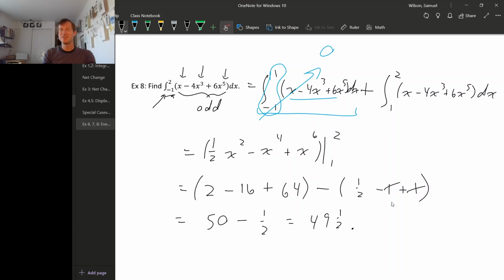All right, so for this one, using this trick, I don't think it really made things any easier. But it's sort of neat to see that you can split up the interval of integration and still use the trick if you really want to.